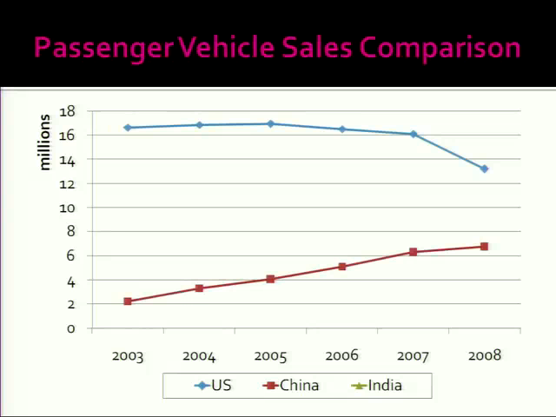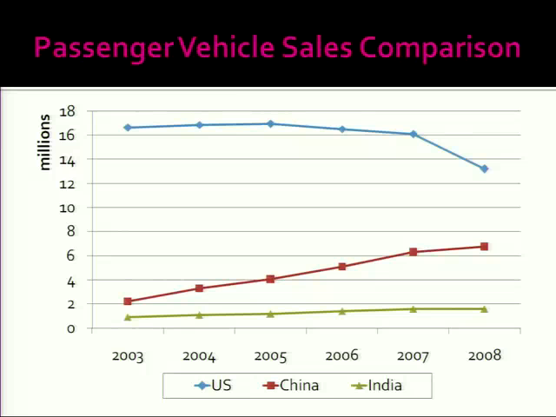In China, on the other hand, from 2003 to 2008, you can see very, very strong increases in passenger vehicle sales. It goes to close to 7 million passenger vehicle sales at the end of 2008, which is more than 3 times how many were sold in 2002. That's very significant, as that kind of growth is something that we want to look at.